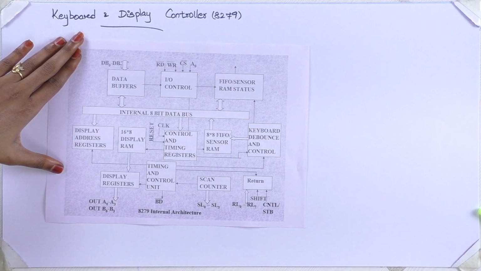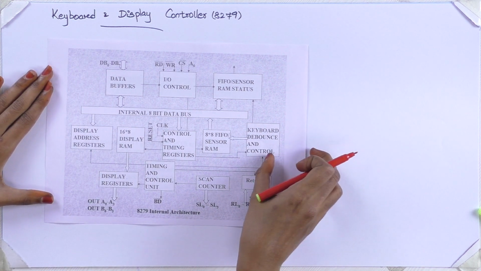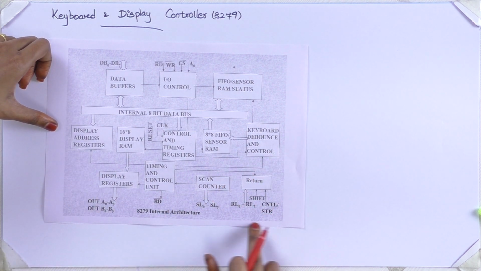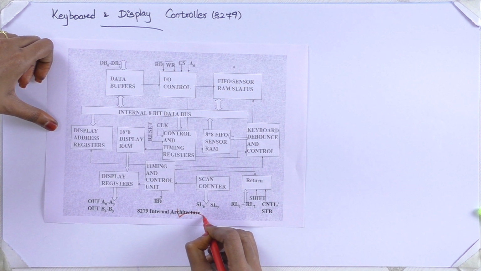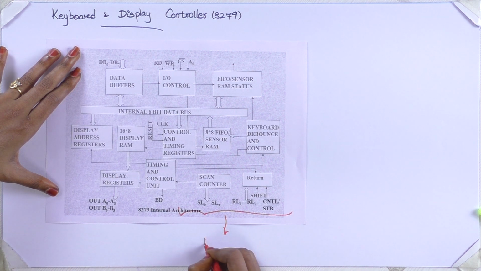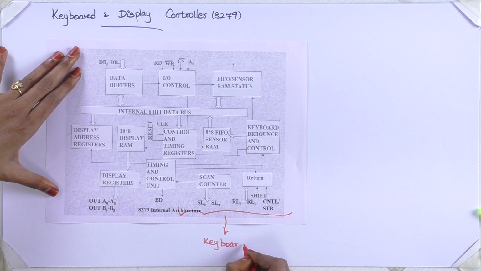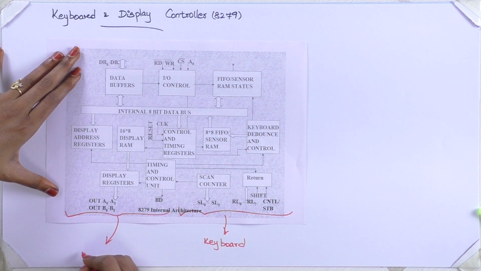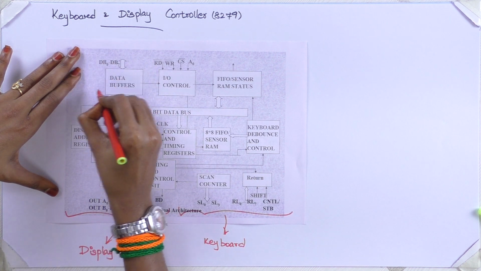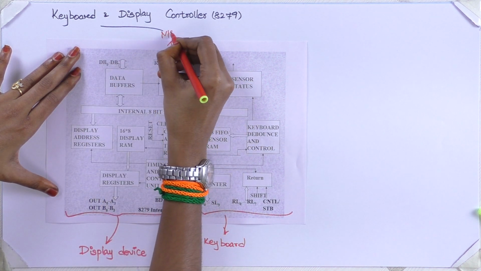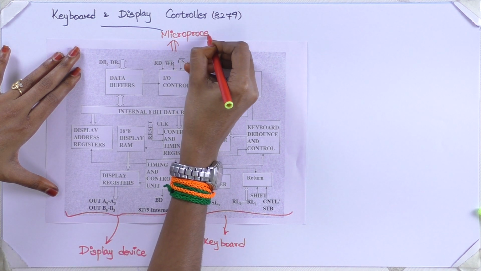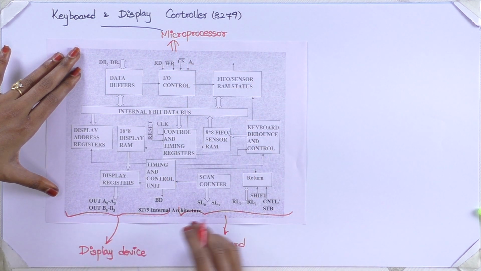As I have already told you, this 8279 has two segments. One is keyboard segment, another one is display segment. So this is the architecture of 8279. In this architecture, this part is for keyboard and this part is for display. The display device is here, and this part will be connected with the microprocessor. I will explain each and every part now.